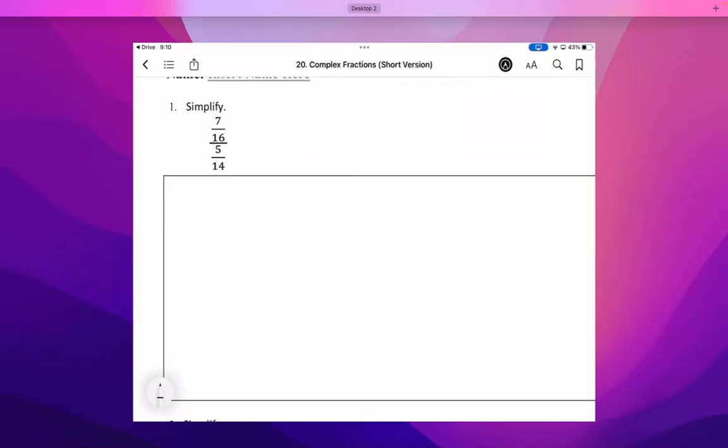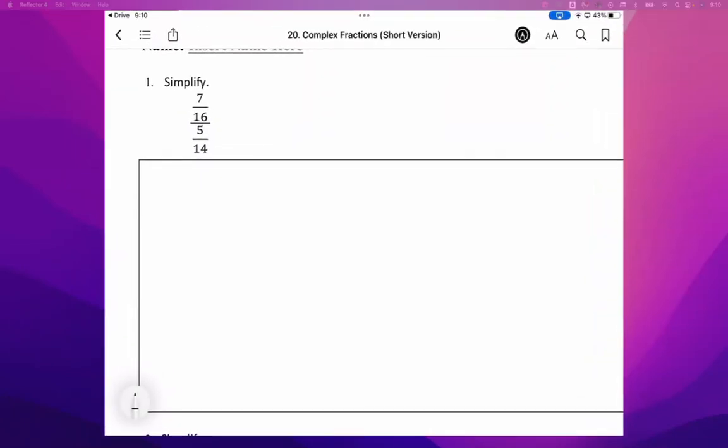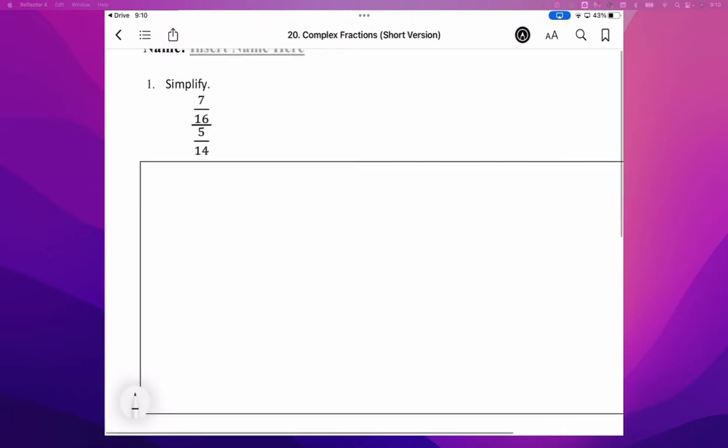All right, so we're back with homework number 20. A little bit easier one this time, I think. And so this is dealing with complex fractions, which basically is a fraction divided by a fraction. For the most part, except for the last one, I'm going to choose to rewrite these as a division problem, which is really what they are. And we'll talk about why I'm not doing that to the last one when we get there.